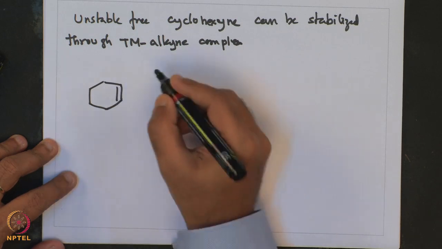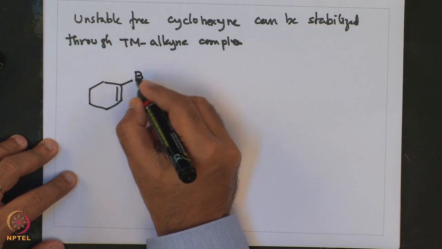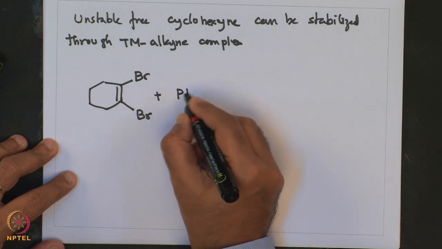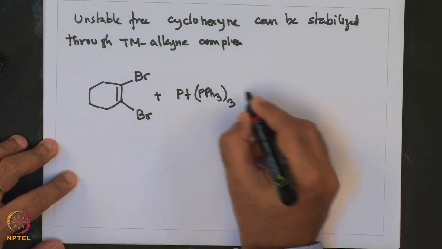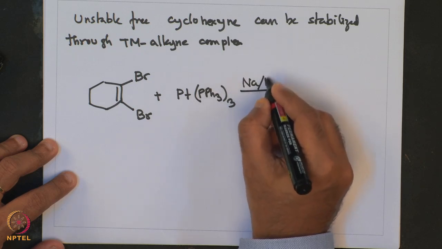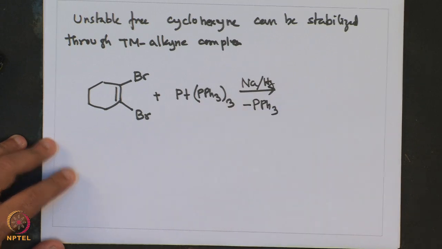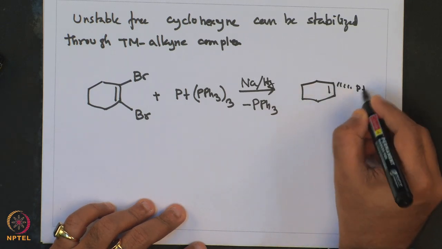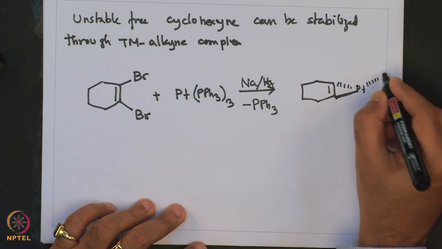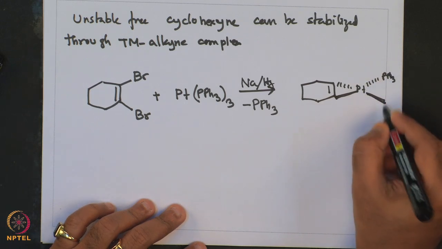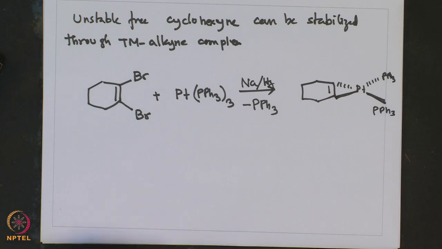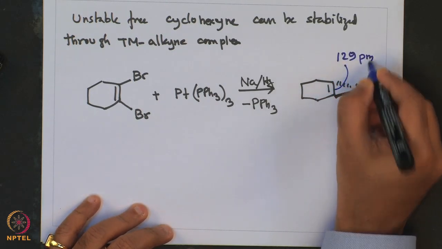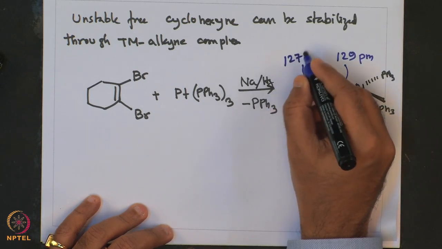Actually, it is so unstable that one cannot directly use a cyclohexyne, but generates it from the cyclohexene 1,2 dibromide, reacting that with Pt(PPh3)3 in presence of sodium mercury, which allows elimination to give this cyclohexyne compound of platinum PPh3, and this distance now is 129 picometer and this angle is 127 degrees.